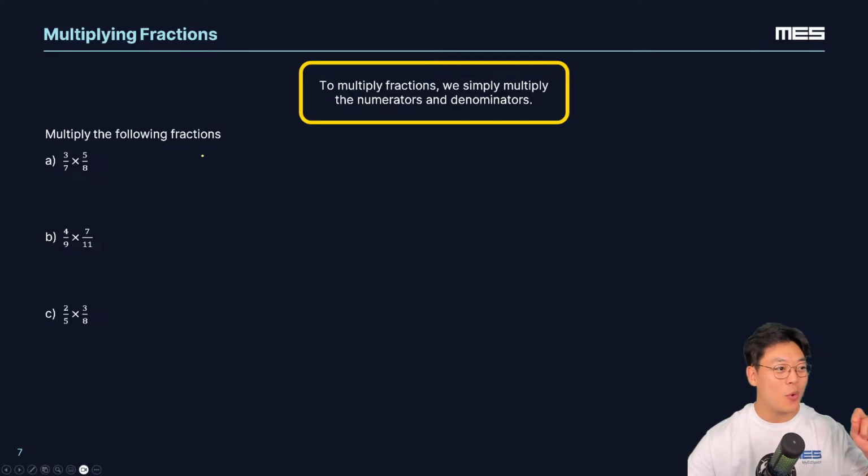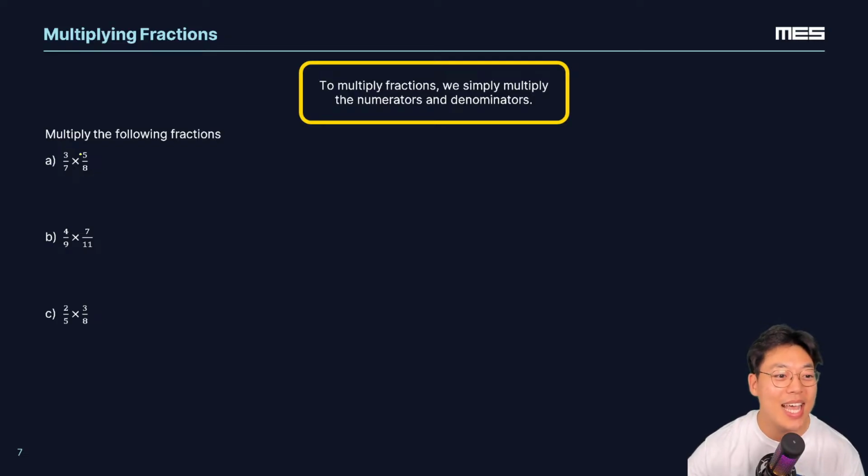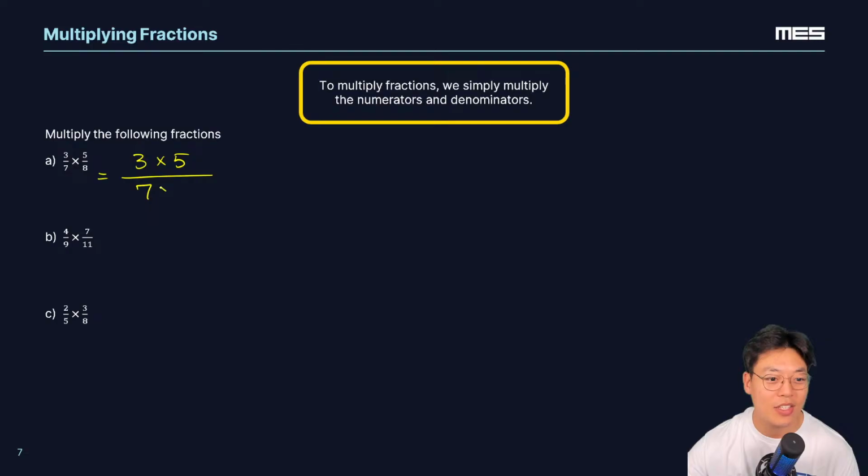And the first thing I'm going to do here is put this all under one division bar. And reminder, when we have a fraction, it's the same thing as division, right? The bar in the middle of the numerator and denominator, we call it a division bar because what we're actually doing is dividing. So let's rewrite this. We can rewrite this expression as, under one division bar, 3 times 5 over 7 times 8.